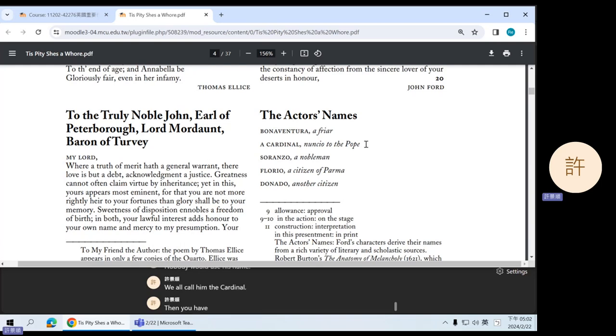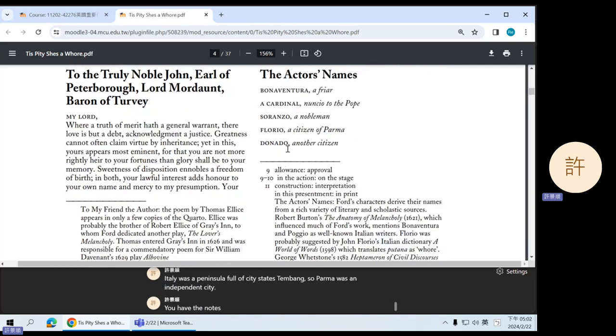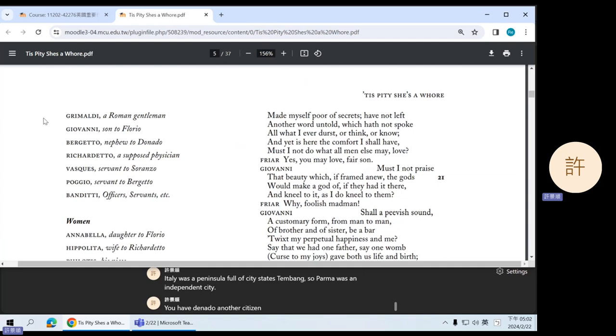Then you have Soranzo, a nobleman. Florio, a citizen of Parma. So the play takes place in the Italian city of Parma. In those days, Italy was not a country. Italy was a peninsula full of city-states, 城邦. So Parma was an independent city. You have Donato, another citizen. Grimaldi, a Roman gentleman. Ah, so he's not just from a random city. He's from Rome. So he has slightly more social power, I guess you could say.